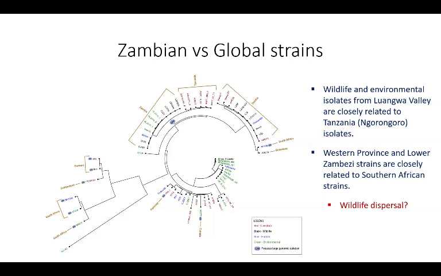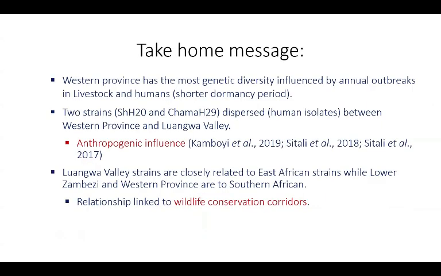One of the students is trying to do what is known as ecological niche modeling based on the genetic information and the distribution of these anthrax strains. Now, based on this, there is what we call the take-home message. What we've discovered is that with the Zambian scenario, the western province of Zambia has the most genetically diversified kind of anthrax, which is influenced by annual outbreaks in livestock and humans due to what we might term a shorter dormancy period, because here we've got almost annual or yearly outbreaks.